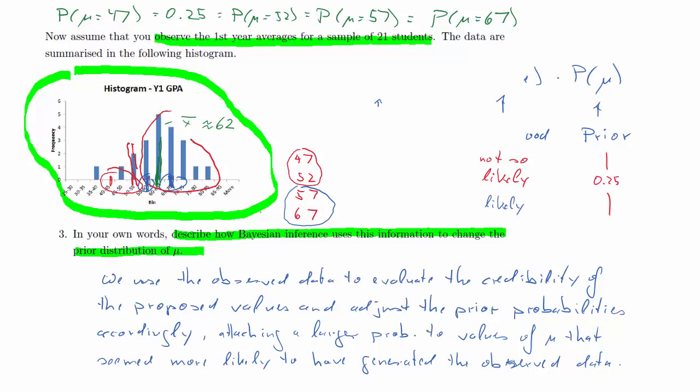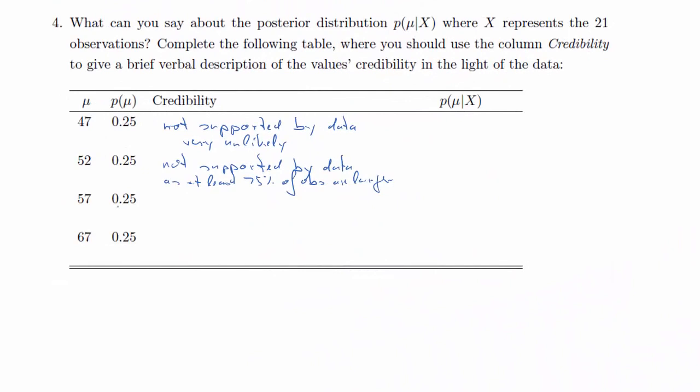Now the other two values, 57 and 67, here and here, both of them look equally credible. They're really quite credible alternatives, certainly the most credible alternatives of our four values. So what does that mean for the posterior? The most we can ask for with the information given is educated guesses here. And that's what we'll do.